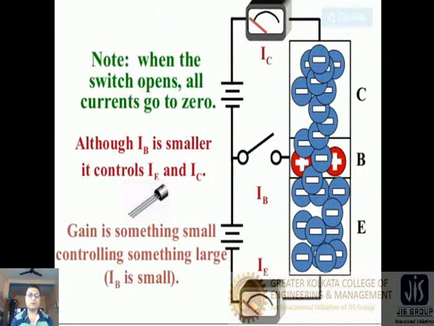The transistor can act as a switch. When the switch is open, the current to the base is zero. That means there is no forward bias of the transistor, so there will be no emitter current and there will be no collector current. In this way the transistor base terminal can act as an operating terminal. With the help of this base terminal we can control the collector current as well as the emitter current.